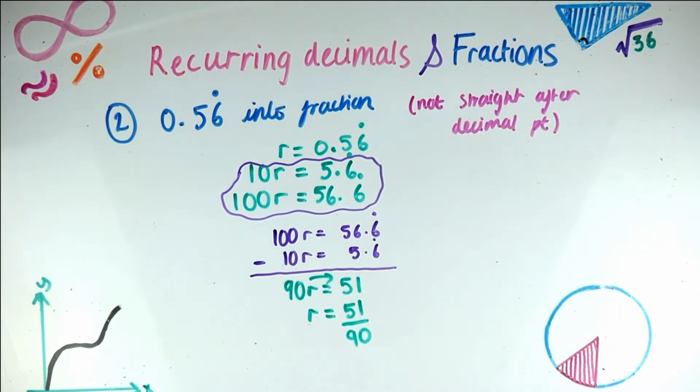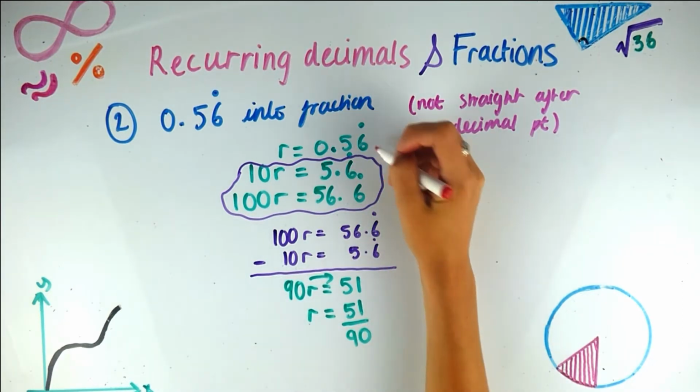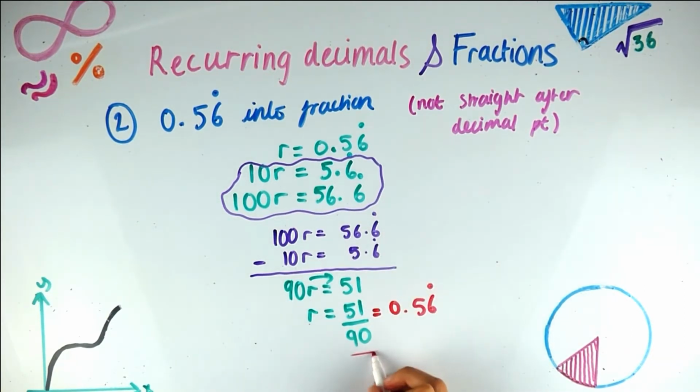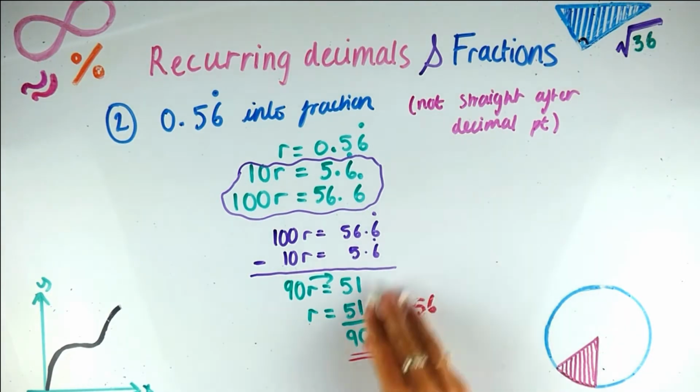And that's r. And as we know from the question, r is what we call this, the recurring decimal we wanted to convert into the fraction. So that's an example of how you do a type 1 and a type 2. Our final thing is going the other way, fractions to recurring decimals. Let's look at that.